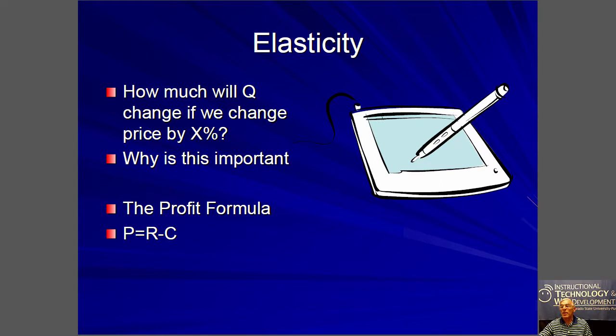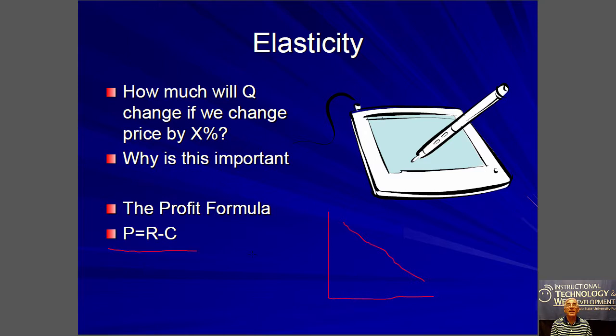The basic concept is, let me draw quickly. There's a demand curve, and we understand the law of demand. The concept of elasticity of demand answers the question, how much will the quantity change if the price changes? The law of demand says as the price, let's say, goes up, the quantity demanded will go down. Elasticity helps us answer, how much will it go down? And the reason that's important has to do with the profit formula.